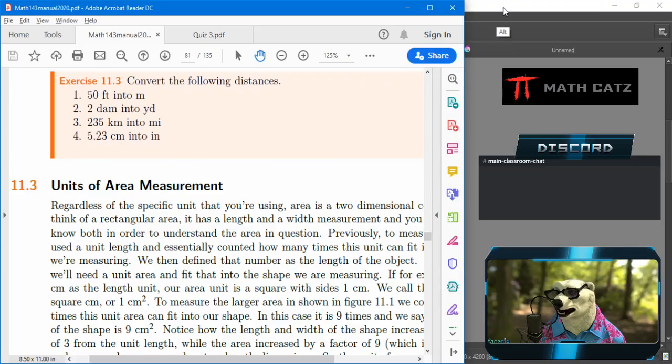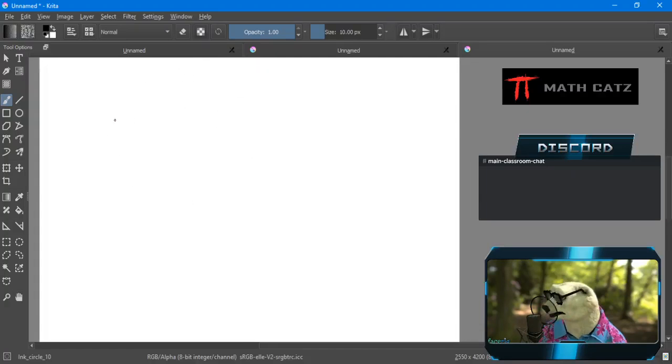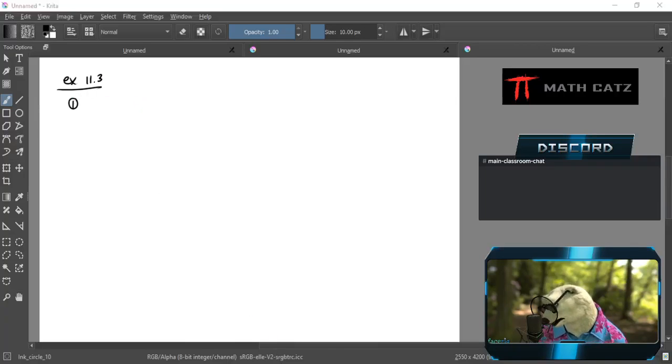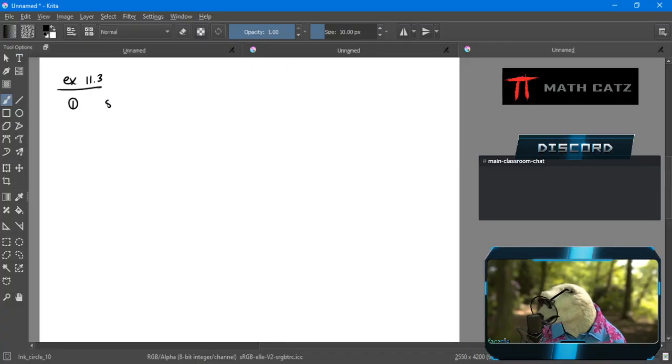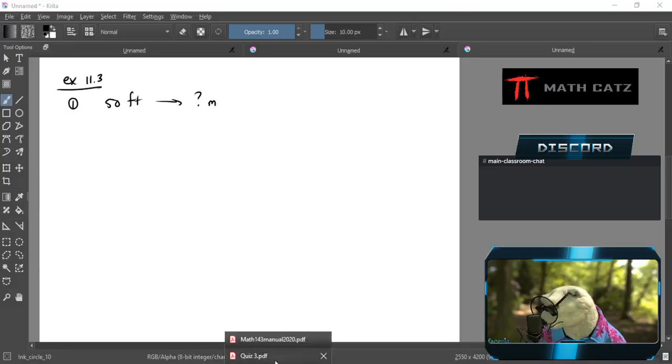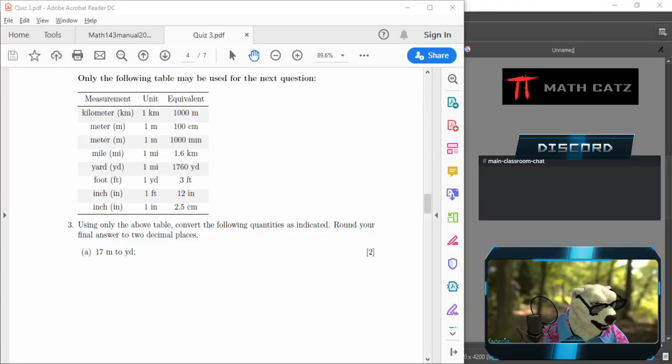So exercise 11.3, number 1. What was it? 50 feet into meters. 50 feet into how many meters? So now I have to make a plan based on the table that I have. Let's make a plan.